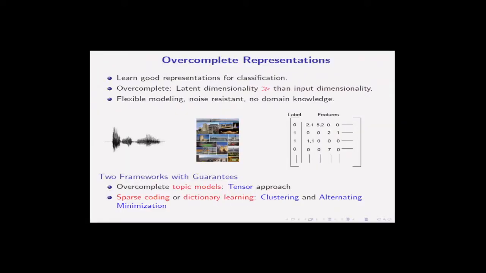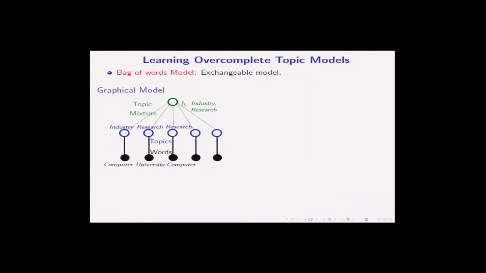And the other is the popular dictionary learning or the sparse coding framework. So these overcomplete representations can be very relevant for feature learning in a range of problems. So when it comes to these topic models, I'm sure you're all aware of this bag of words model. Here the idea is that each document has a set of topics, right? So for instance, here industry and research for this document.